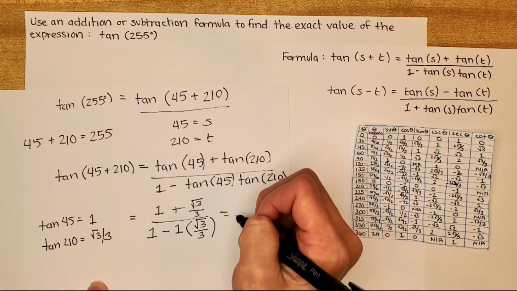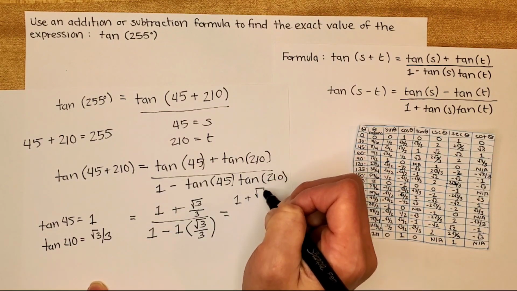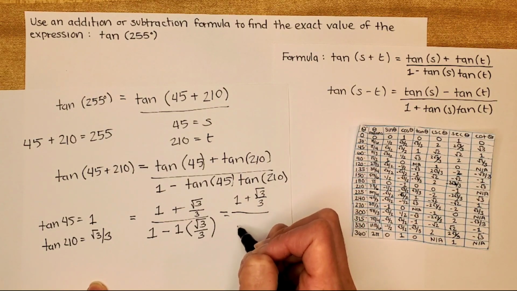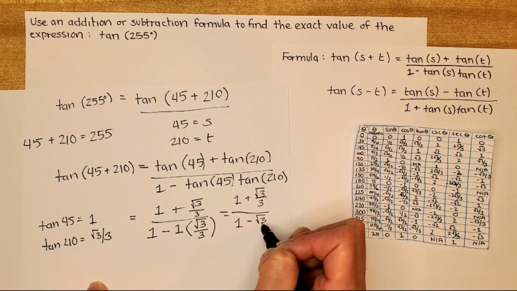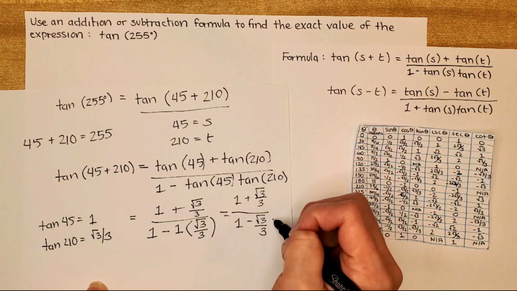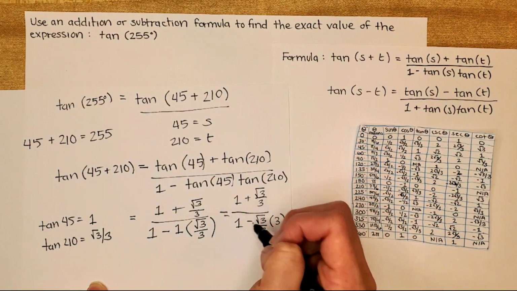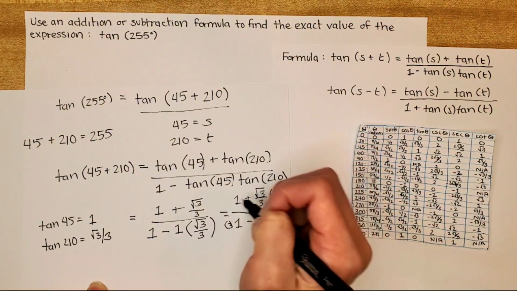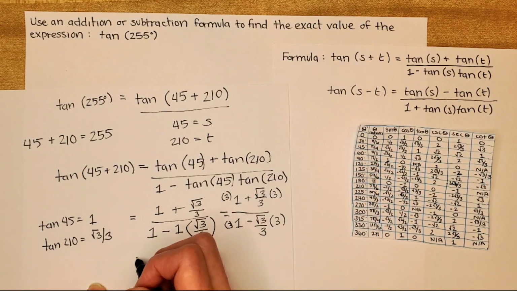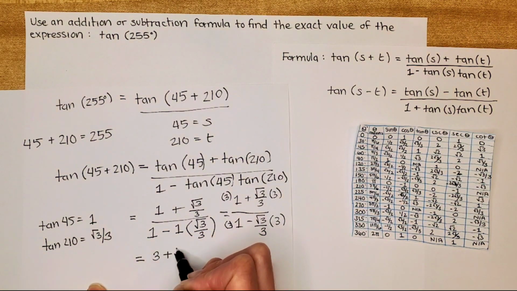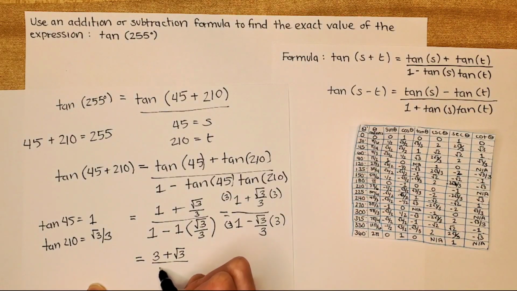Once we simplify that down, we are given 1 plus square root of 3 over 3, over 1 minus square root of 3 over 3. And so we've got to find our common denominator here. Okay, let's multiply all those sides by 3. And that's going to give us a total of 3 plus the square root of 3 over 3 minus the square root of 3.